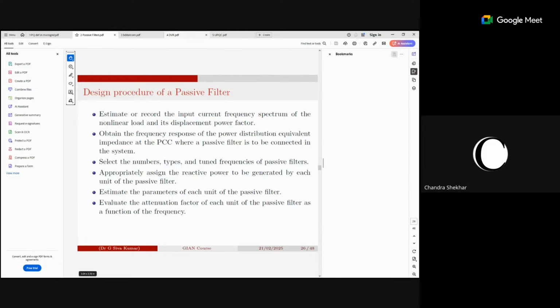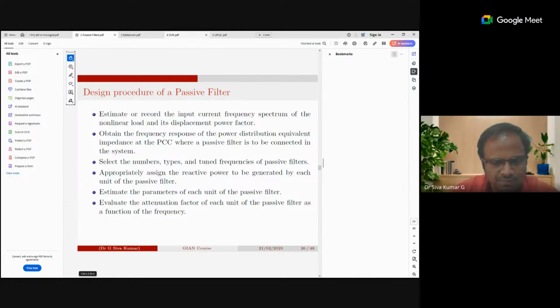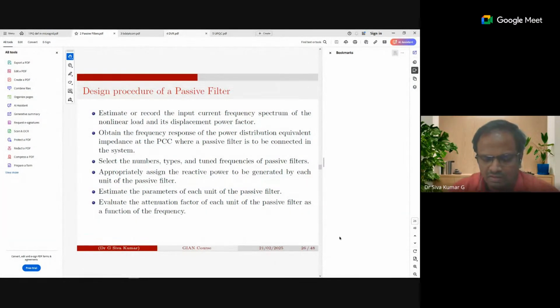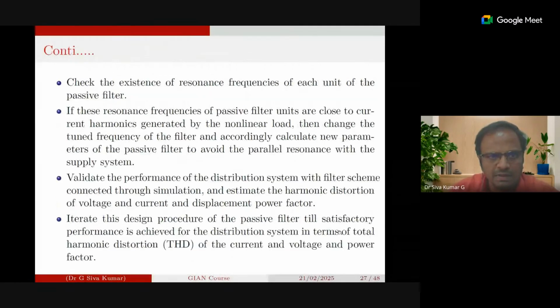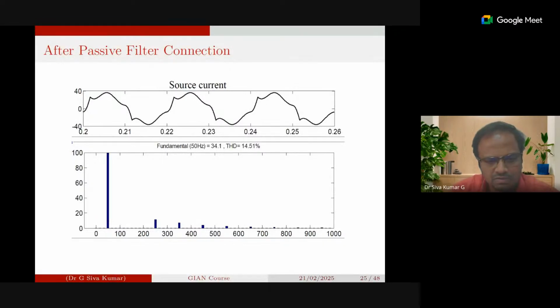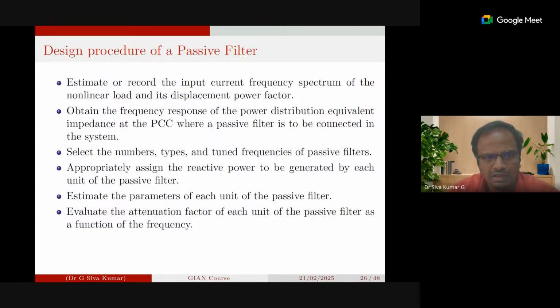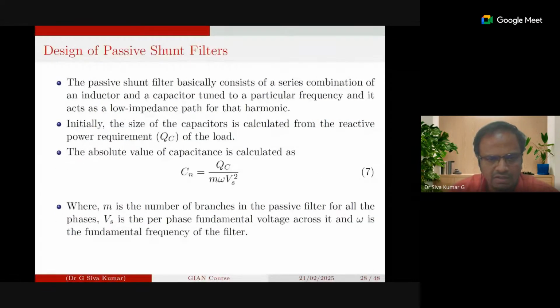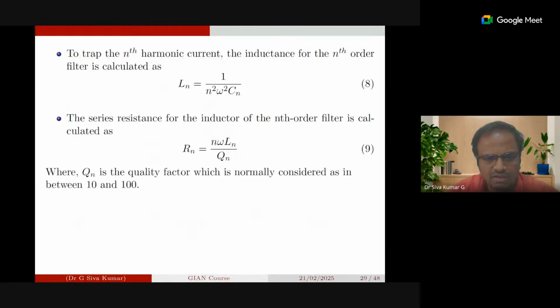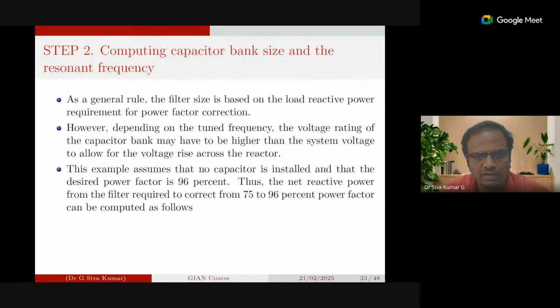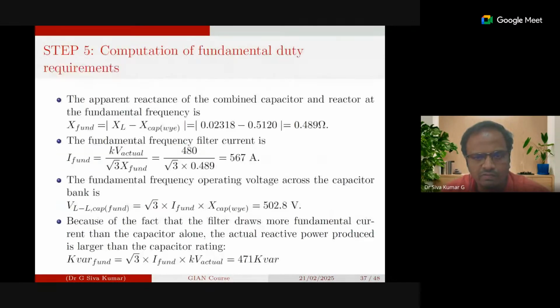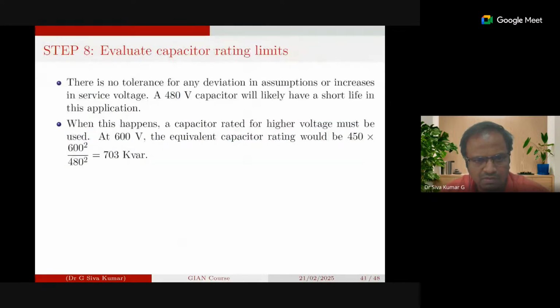Any other questions? I think we can go ahead. With this passive filter, we have just shown the example to eliminate one of the harmonics. Once after designing the filter, it is not so easy. There are other factors that need to be considered. I'm just going to quickly show you what the other factors are that need to be evaluated.